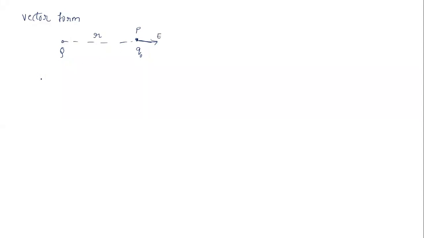So this electric field in vector notation will be given by our formula: electric field is 1 divided by 4 pi epsilon naught into q by distance square into r cap. R cap is indicating direction from where to where? From this point to this point, from the point where you are going to find the electric field to the source charge. Okay, this is a vector notation.